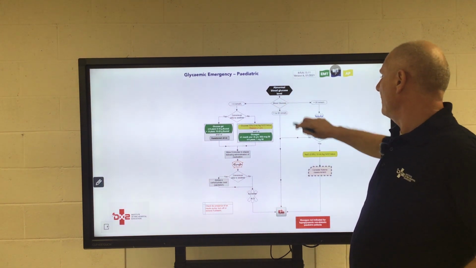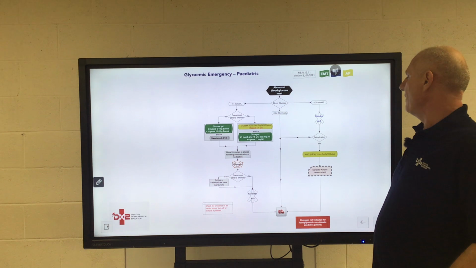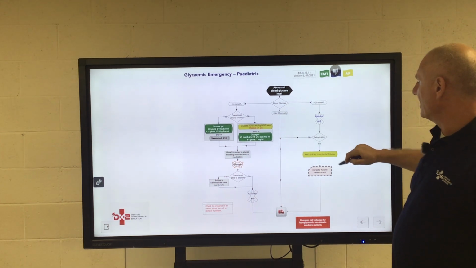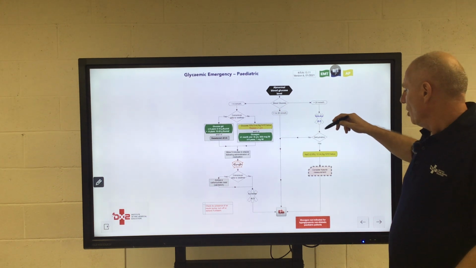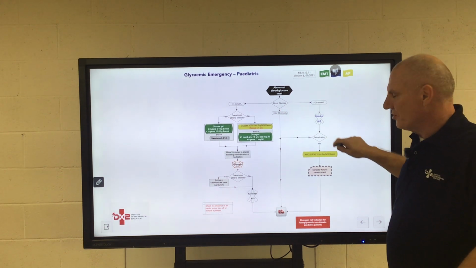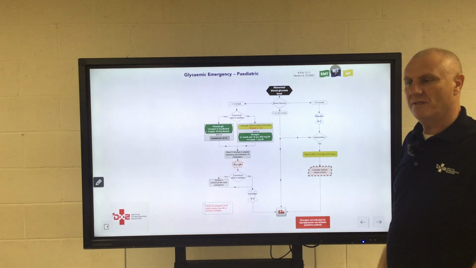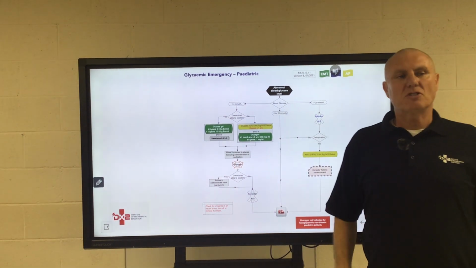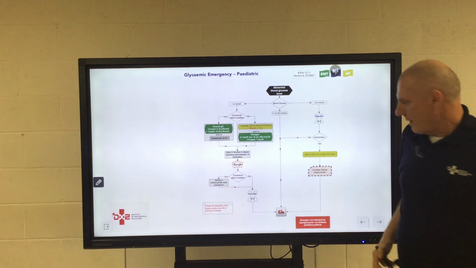Blood glucose levels 11 to 20, so the levels are elevated. If they're over 20, we're looking at requesting ALS. We're running on down to the likes of, you're thinking about your advanced paramedic giving some IV fluids. That's fine. What can you guys do? You guys can measure for ketones. So what are ketones? We'll have a look at this now.